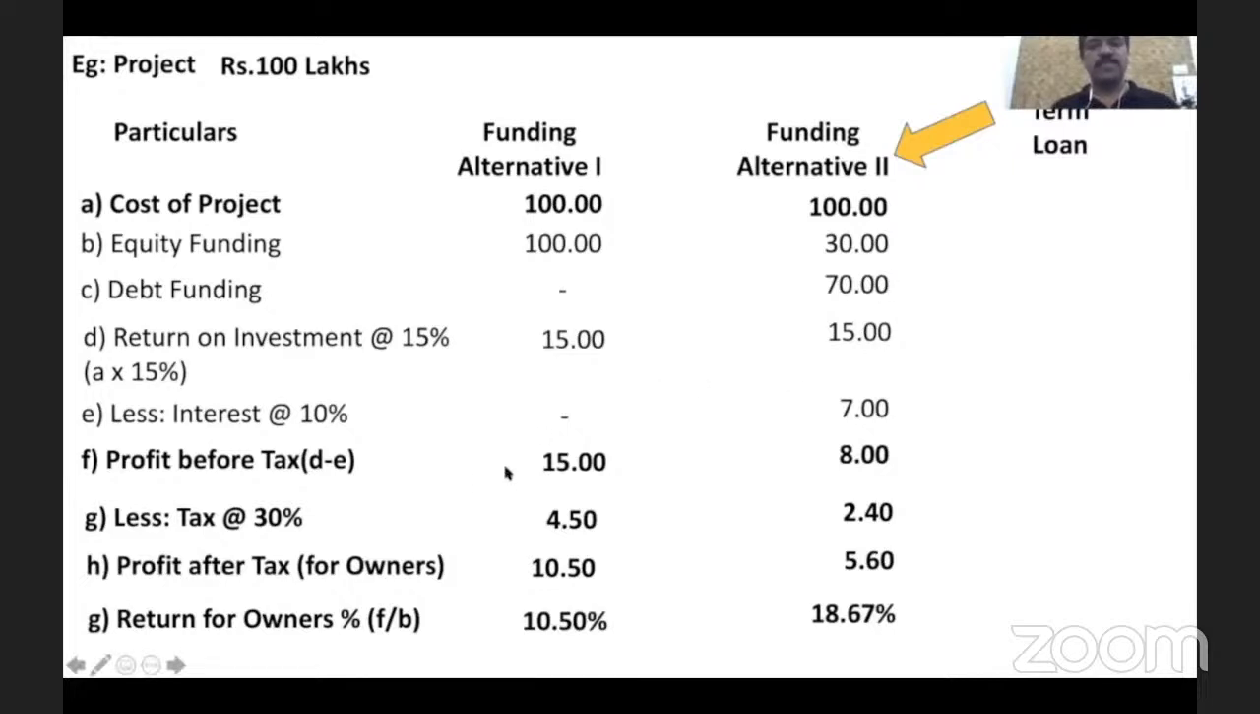And if you see the profit before taxes, yes, you can see comparatively the amount is lesser. But what you have to understand is, look at the amount that was invested by the owners. Amount invested by the owners is only 30 lakhs and they are taking 5.6 lakh. It means they are getting a return of 18.67%. So there is a magnified return.